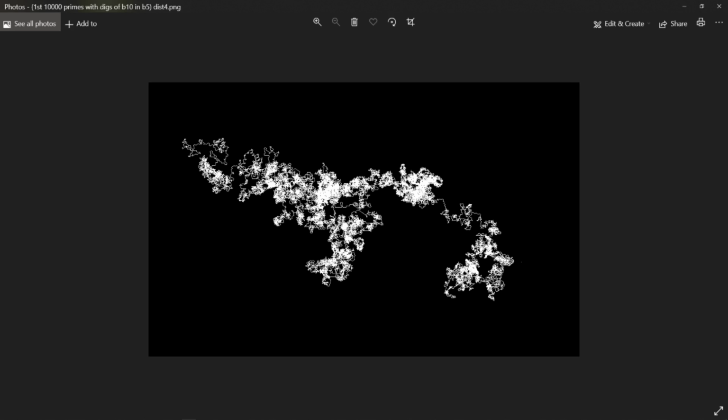And here's the first 10,000 primes with digits in base 10, over a modulus of 5. So that's taken the prime numbers, such as 2, 3, 5, 7, treating them as a digit sequence, 0.2, 3, 5, 7, 11, so 1, 1, 1, 3, that kind of thing. And you take that over a modulus of 5, and here you are. It's the first 10,000 primes.